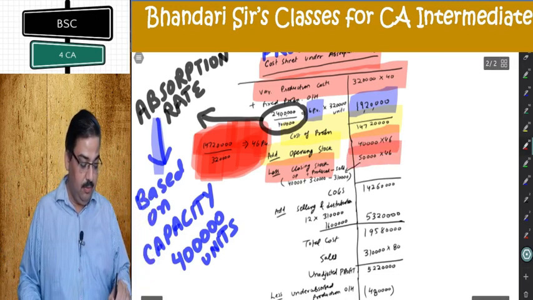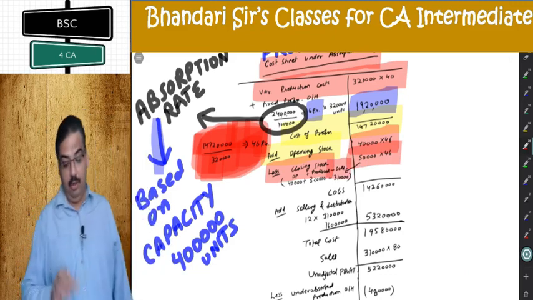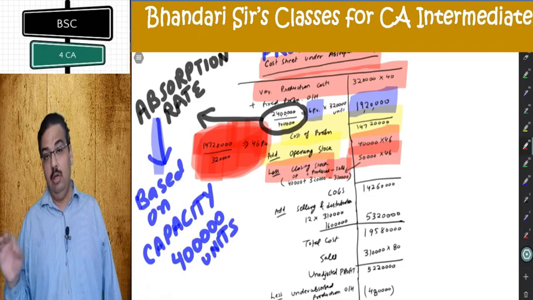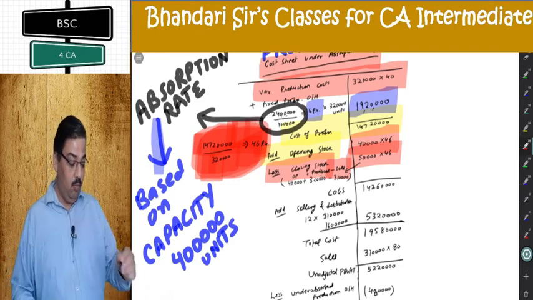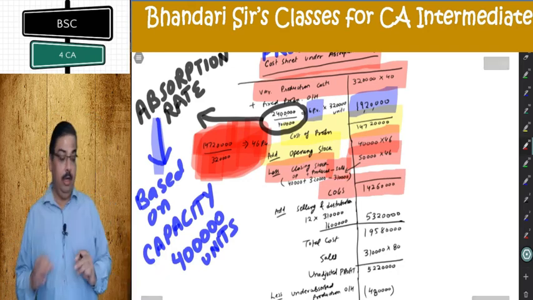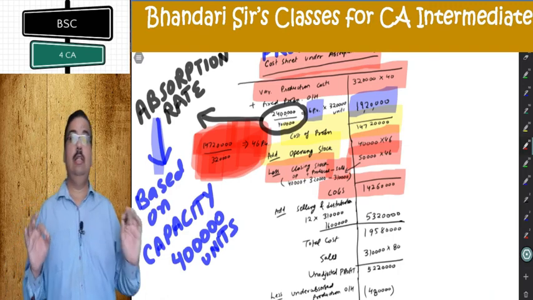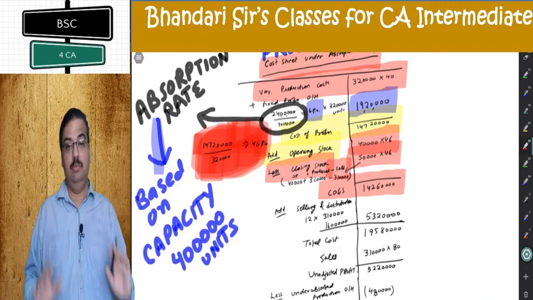50,000 units multiplied by 46 per unit. 46 per unit we computed as the stock valuation rate for opening as well as closing. Once you calculate, you are getting cost of goods sold 1 crore 42 lakh 60,000. 1 crore 42 lakh 60,000 is cost of goods sold.